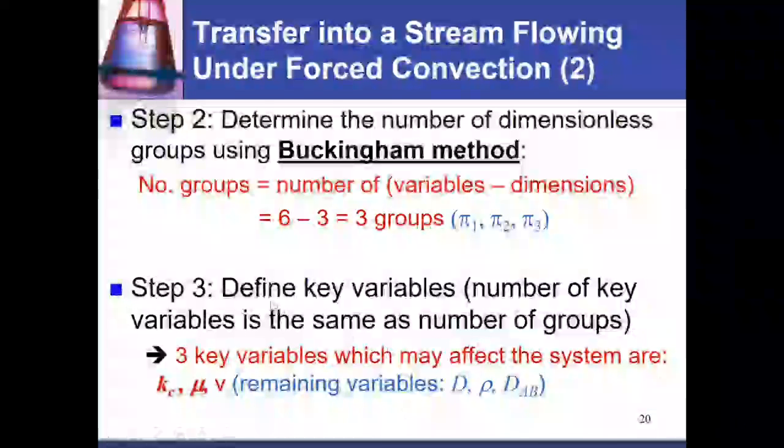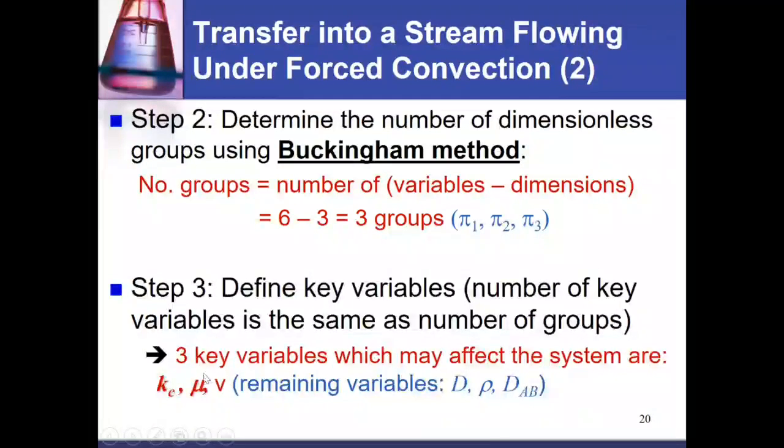So you have to define the k variables, and they should be the same number as the groups. Let's define our k variables as Kc, because we are talking about convective mass transfer. So Kc is one of the key variables, because you are talking about convective mass transfer. And since you are talking about forced convection, velocity should also be a key factor. And the third key factor for forced convection is mu, because this one is related to the velocity also.